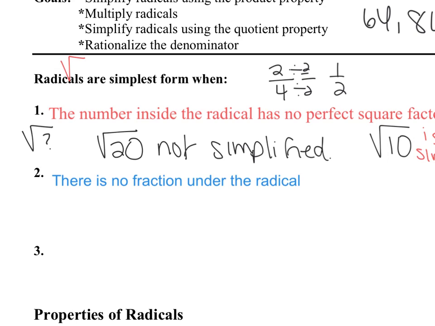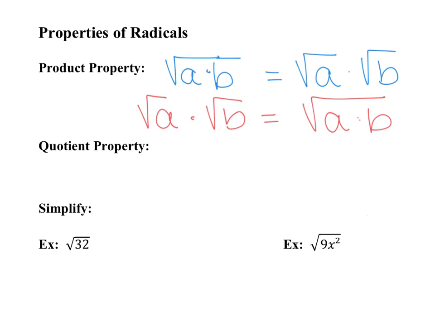So what's going to be really important about this is it's not saying that you can't have a fraction, but what it's saying is that if you have a fraction, it can't be inside the radical. So you could not have, for example, the square root of 1/3. That would not be okay, because inside the radical is a fraction of 1/3.